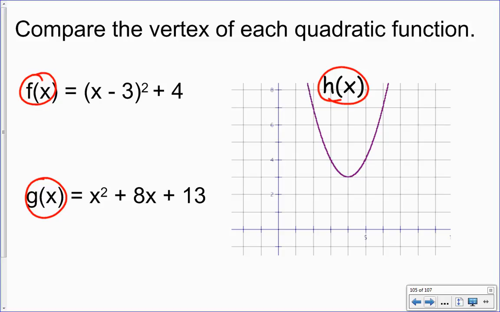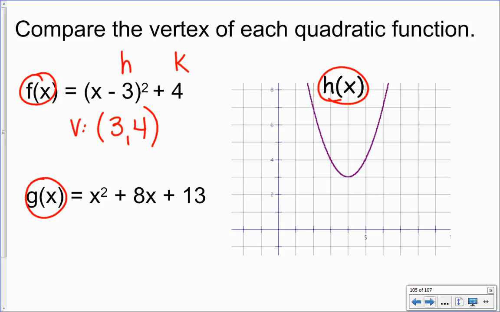So f of x. f of x is already in vertex form. So finding the vertex should be pretty simple. So remember, from vertex form, you look for h and you look for k. The thing to remember about that is, when we do h, we do the opposite. So my vertex for the first one is going to be at 3, 4.